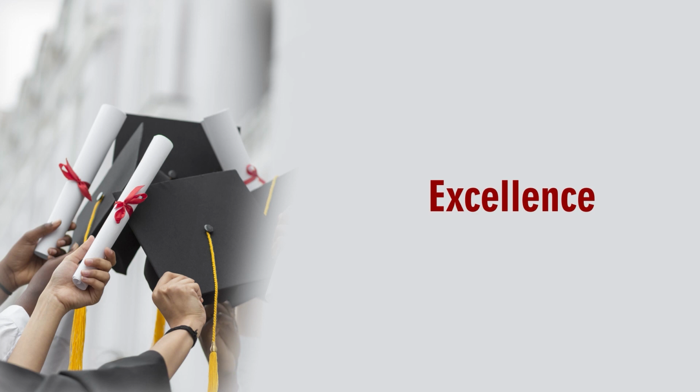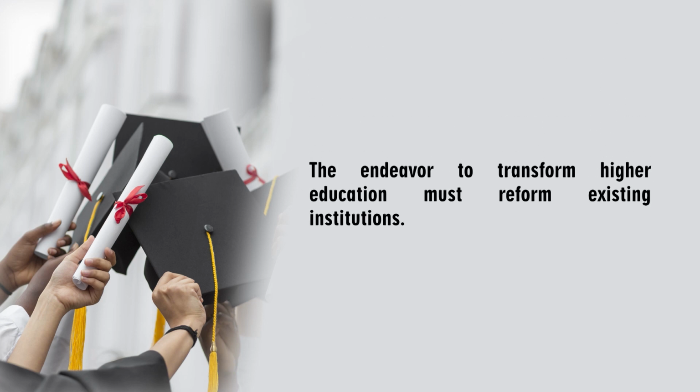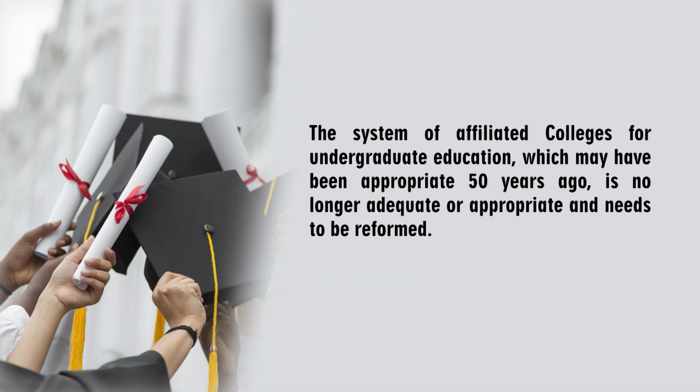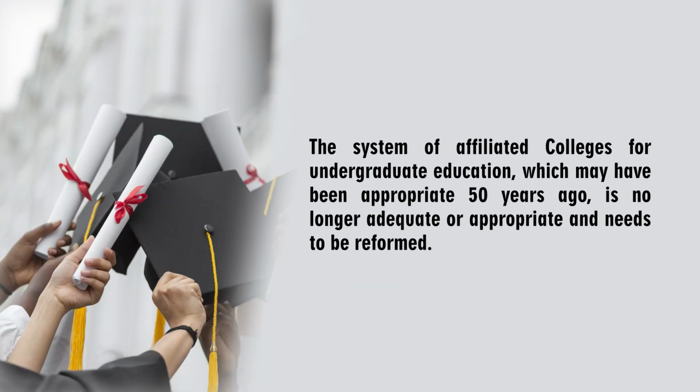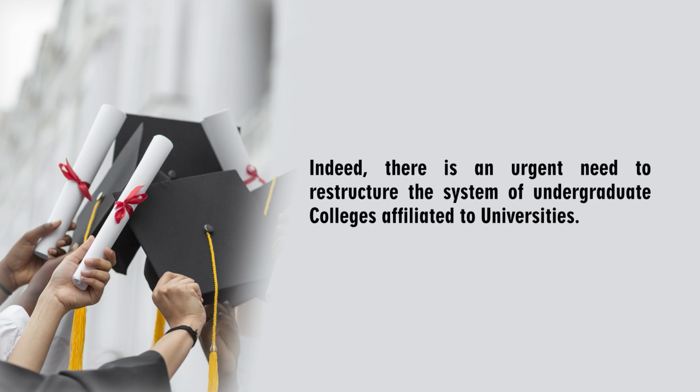Then further, excellence. So how to achieve quality, how to achieve excellence. The endeavor to transform higher education must reform the existing higher education institutions. So how to reform them, how to bring changes, and how to come forward with a paradigm shift so far as the facilities that the institution is providing. So how the institute will provide better functioning, so that excellence can be achieved. Then further, the system of affiliating colleges for undergraduate education, which may have been appropriate 50 years ago, is no longer adequate or appropriate and needs to be reformed. Indeed, there is an urgent need to restructure the system of undergraduate colleges affiliated to universities.